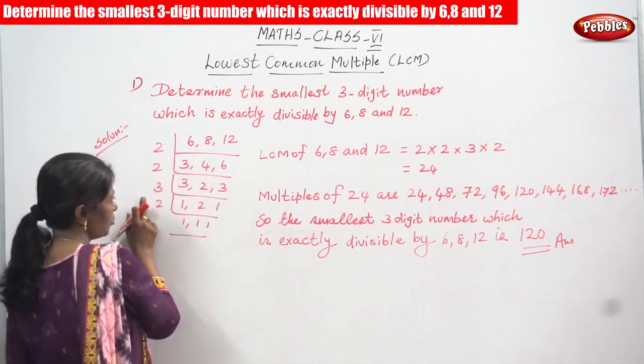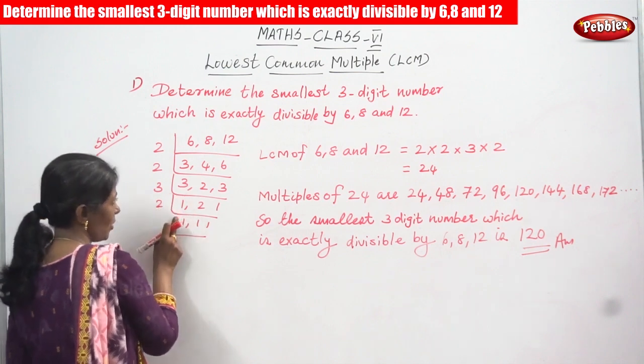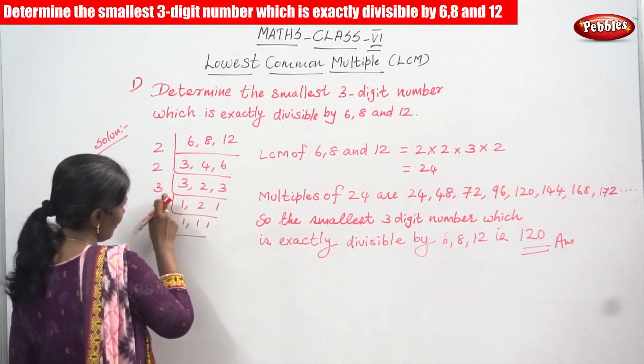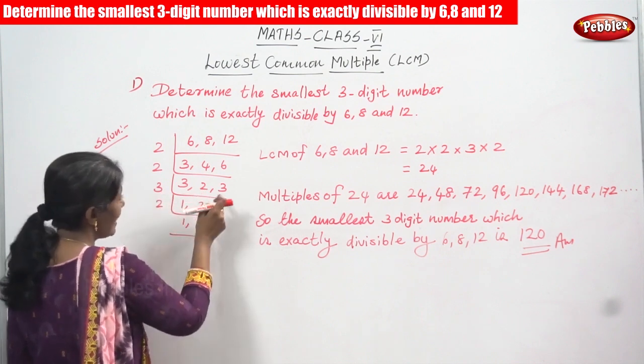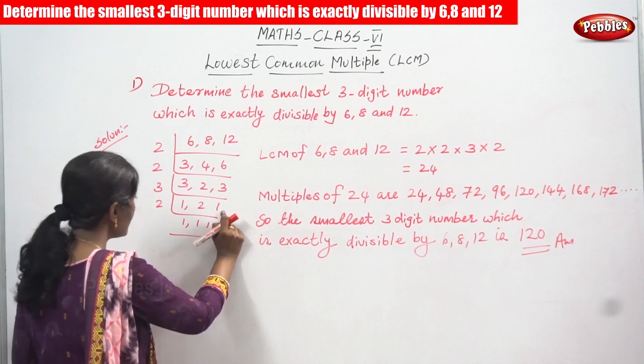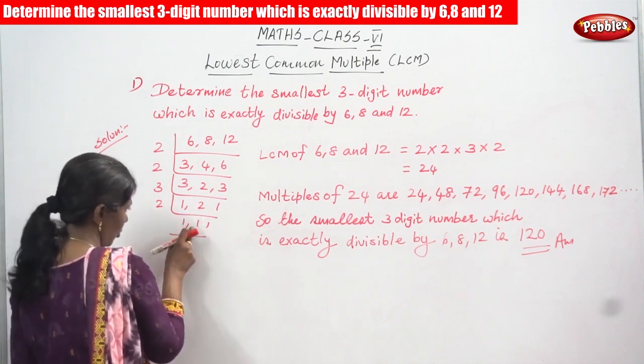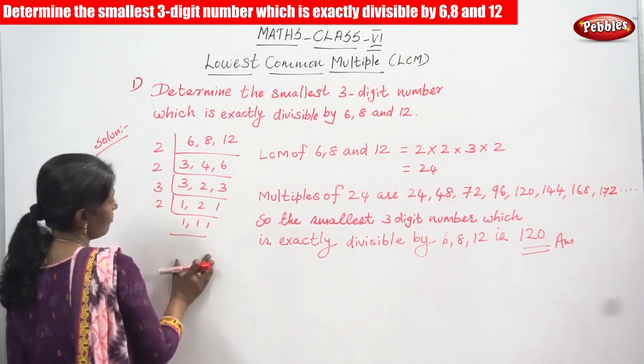Again we take 3: 3 divided by 3 gives 1, 2 is not divisible by 3, so we write 2 as it is, and 3 divided by 3 gives 1. Again we take 2: 2 divided by 2 gives 1. The 1s we write as they are.